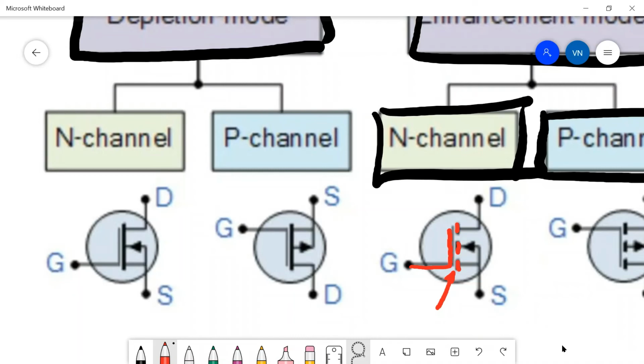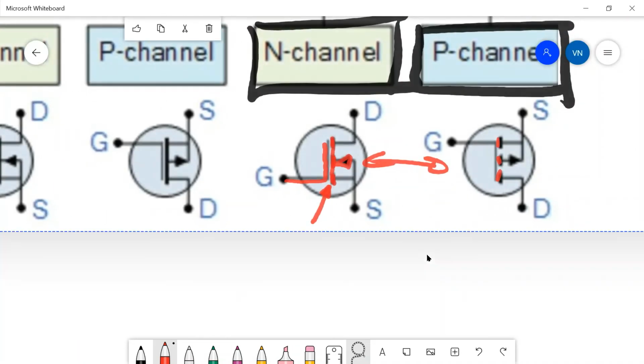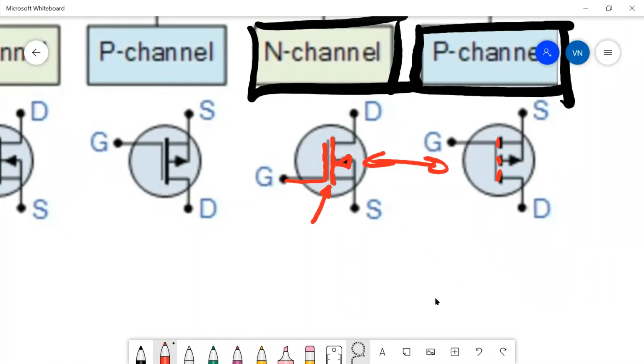Now the 3 bars on these 2 are telling you that this is normally a broken channel, and when you apply the correct gate voltage, you're going to form that channel, and then you're going to have conduction. So these 2 are the normally open circuit FETs, and when you turn them on, they start to conduct. The last thing you'll notice is a little diode here, and that little diode tells you the polarity of the body diode within the FET. So this one here is the N channel. We would say that one starts off with 2 N channels in a P substrate.